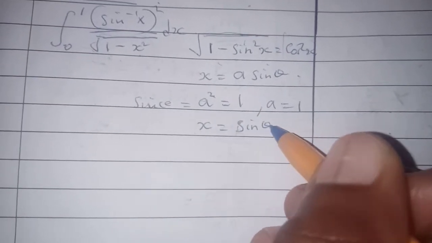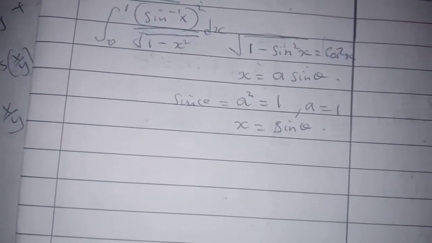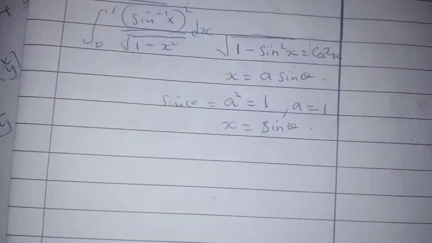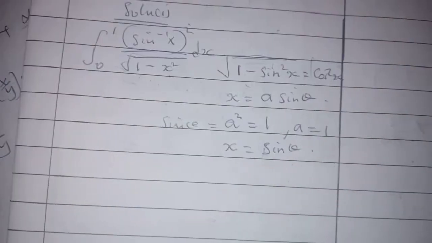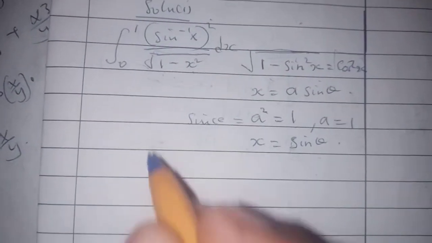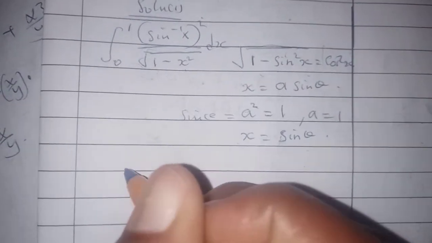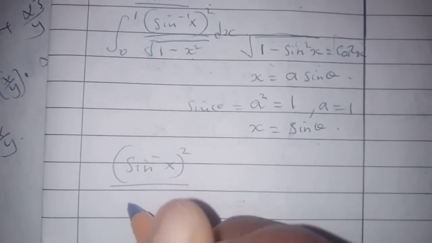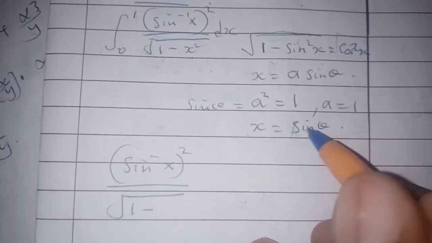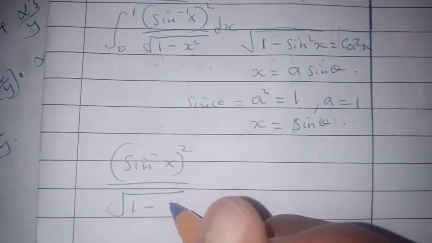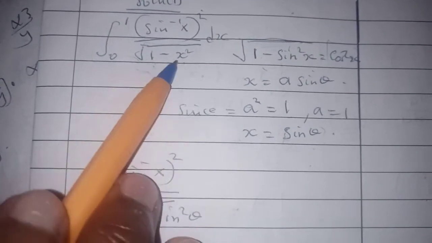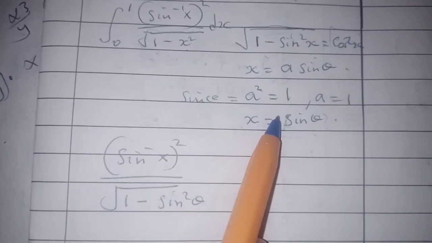Now let's come to our substitution. Let's substitute x with sin theta. Let's leave alone the integral sign first. We simplify this function, then we'll come and integrate later. So this is simply sine inverse of x squared all over the root of 1 minus, where we have x, just substitute with sine theta. So sine theta squared is just sine squared theta.